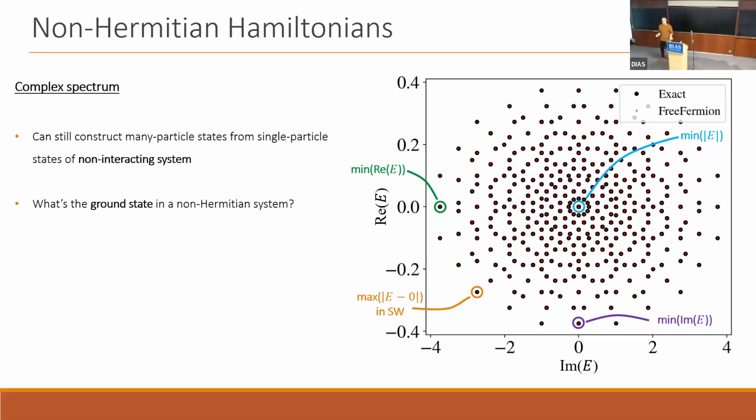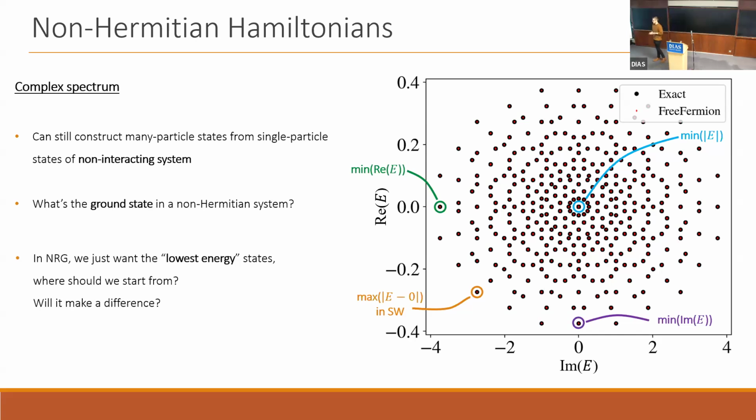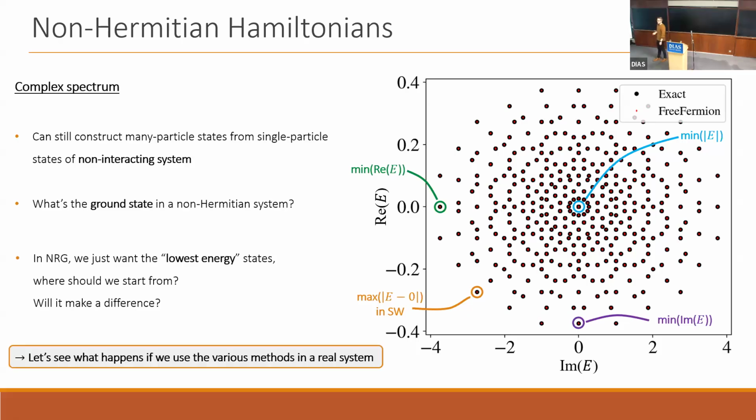Okay. I don't expect you to answer the question. There isn't really an answer to the question. There's just conventions. In the non-Hermitian literature, there isn't necessarily one consensus of this is the ground state. There are some general conventions which we'll see in a second. But in energy, we want the lowest energy states. So the question really is what portion of the spectrum would we pick at each step to keep or throw away? Will it make a difference? Will it affect our energy process? Will it make it accurate? Will it break it? We need to see. So let's take some of these examples and use them with energy and see if it works.